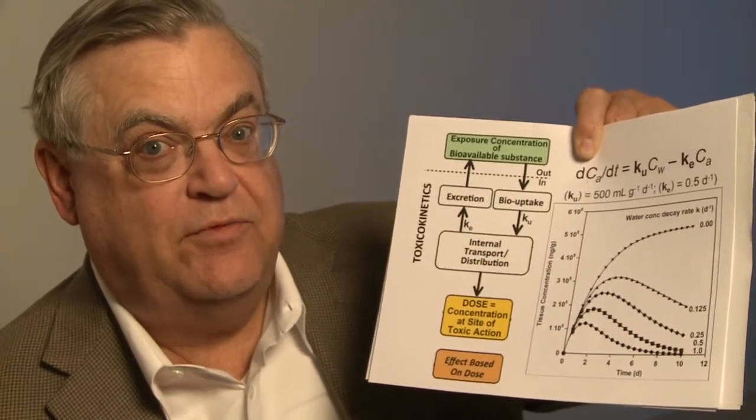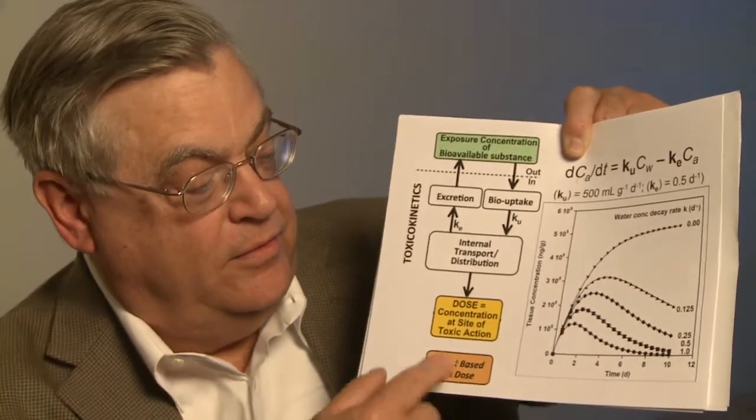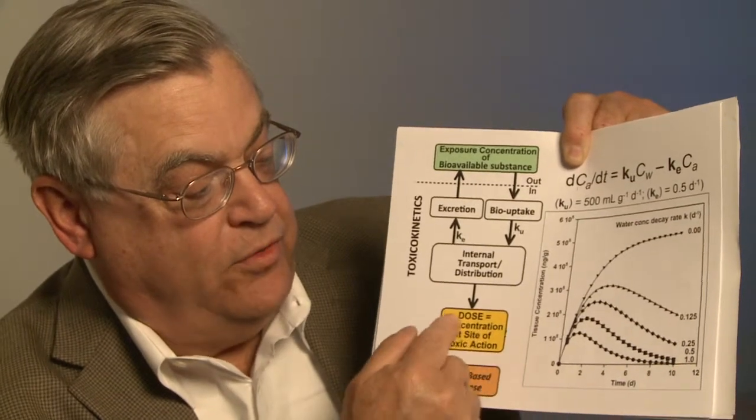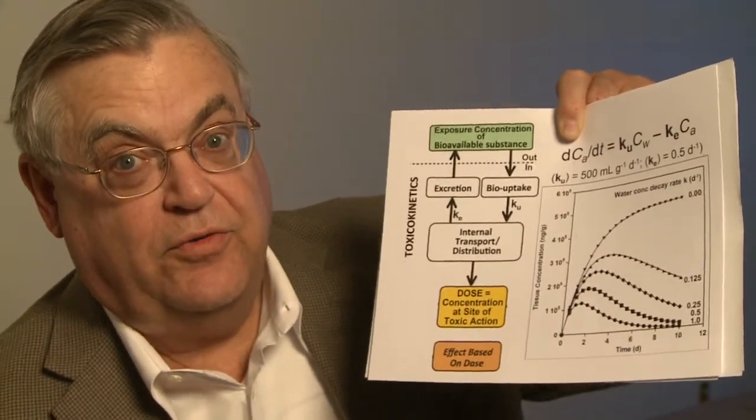And so our paper exercise said, in a declining external concentration scenario, toxicokinetics, the rate of uptake and release, is very important. You have to know that. And knowing, directly or indirectly, what the dose is is very, very important.